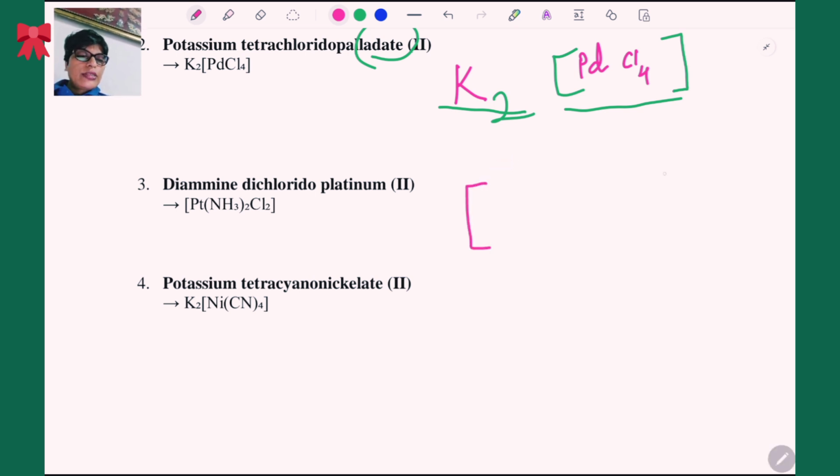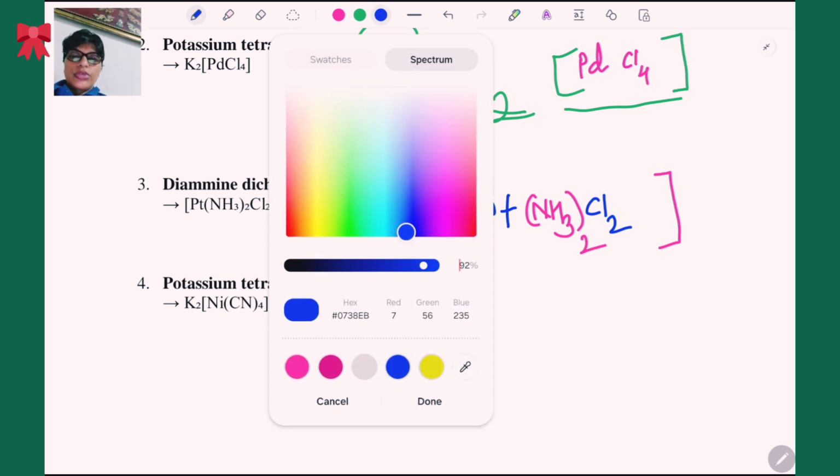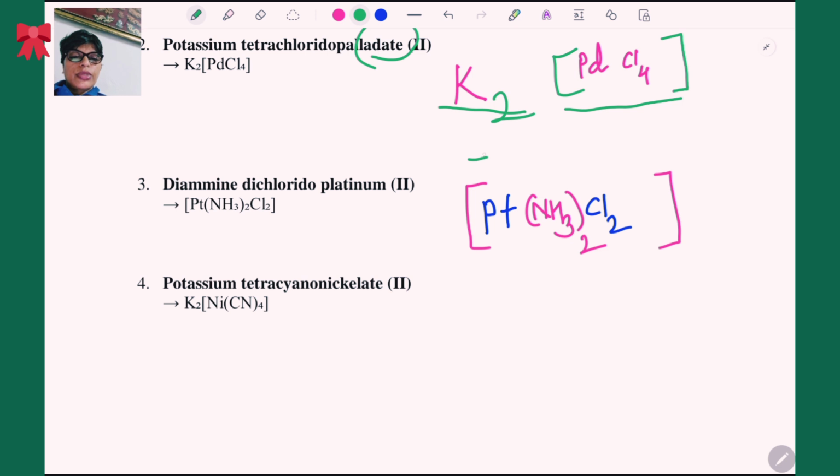So let's draw the square bracket. After that, it's written diammine, so you write ammonia 2 times. After that, it's written dichlorido, so you write chlorine also 2 times. It's written platinum, so write platinum first. You have to always write the central metal atom in the beginning, remember. Then let's start doing the rough work. Here we have platinum as +2. You got this +2 from here, right? Then ammonia is 0, chlorine is -2, so +2 -2 is 0. So actually, this complex is going to be a neutral complex.